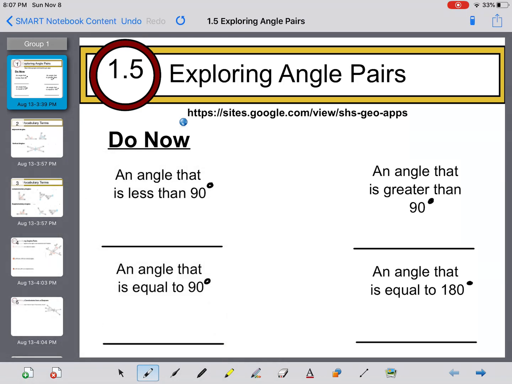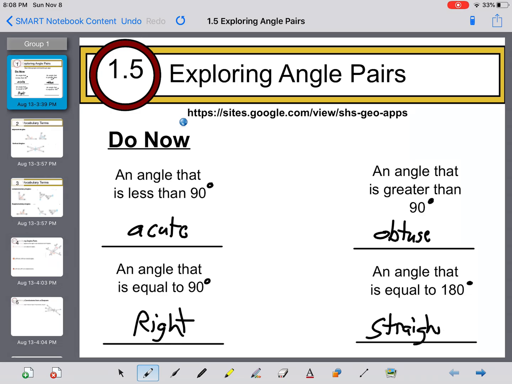Alright, so feel free to pause, try this on your own, and then resume when you want to check your answers. An angle that is less than 90 is an acute angle. An angle that is greater than 90 is an obtuse angle. An angle that is equal to 90 degrees is a right angle. And an angle that is equal to 180 degrees is a straight angle.